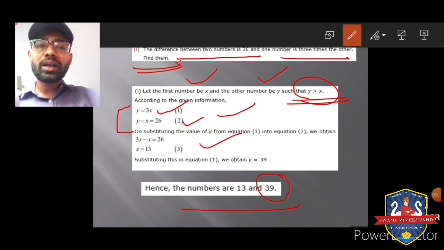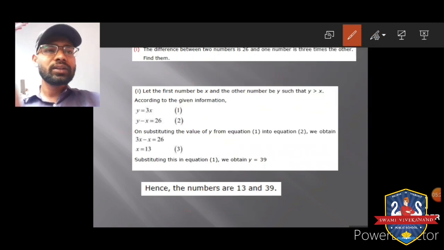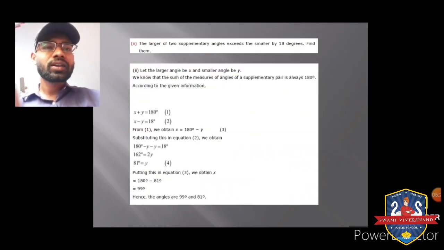It is the greater number, it is the smaller number. We can check that the greater number is 3 times the smaller number and the difference of two numbers is 26. Clear? Let's move further.